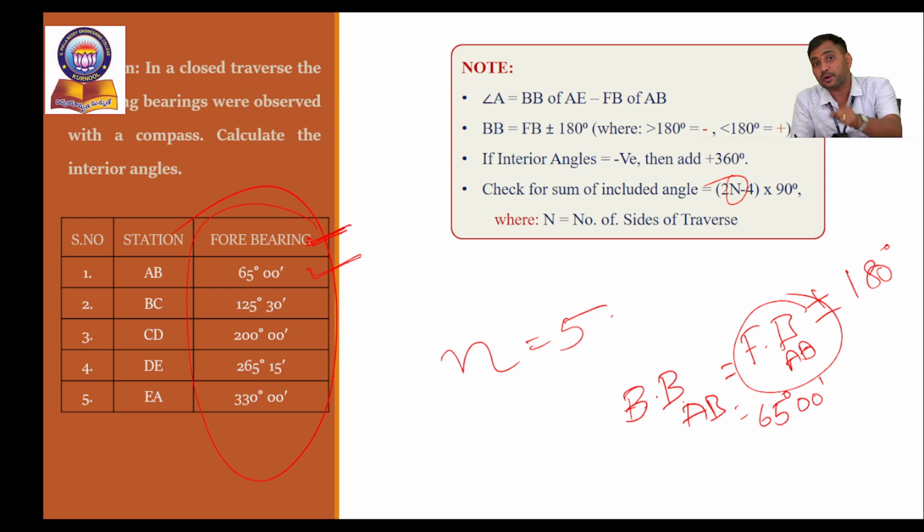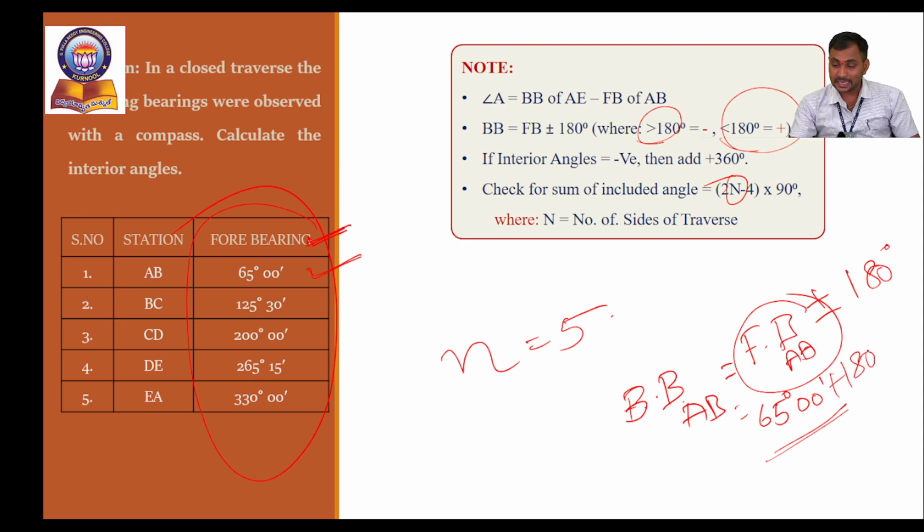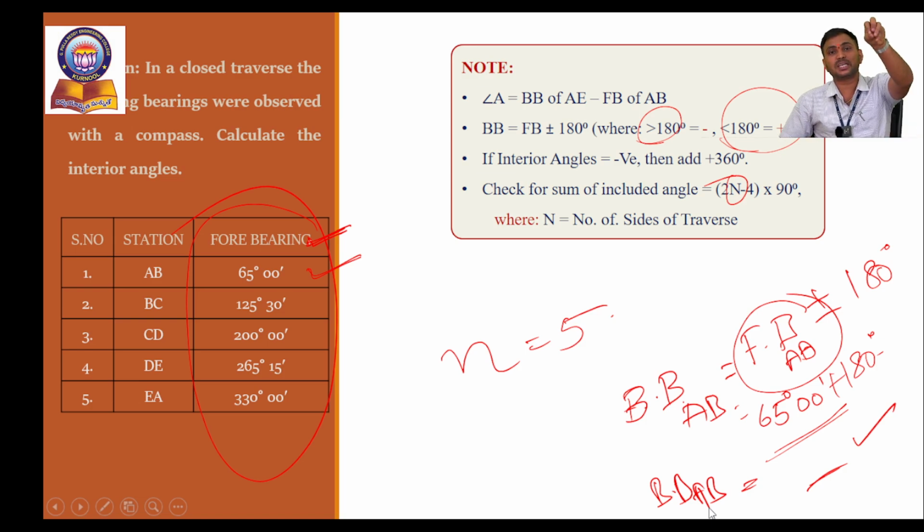So either we have to write plus 180 or minus 180. The condition is: if the forebearing value is more than 180 degrees, we write minus 180. In our problem the forebearing value of AB is 65 degrees, which is less than 180 degrees, so we write plus 180 degrees. After the calculation, we will get the back bearing of AB. Just keep that value in the table.